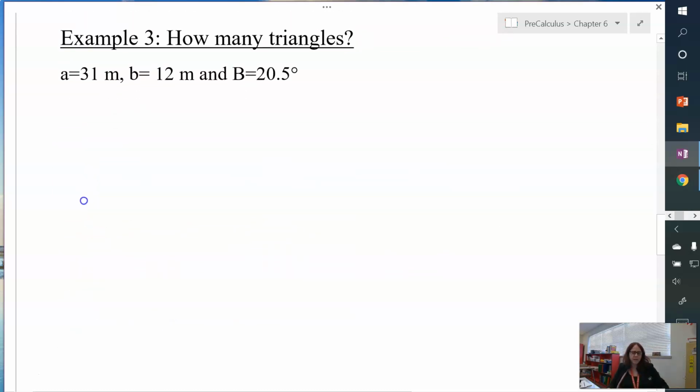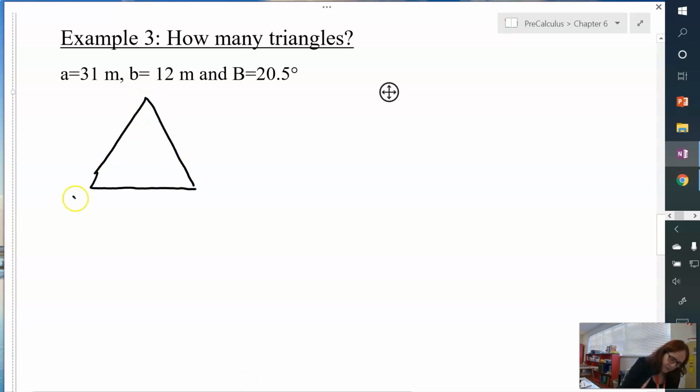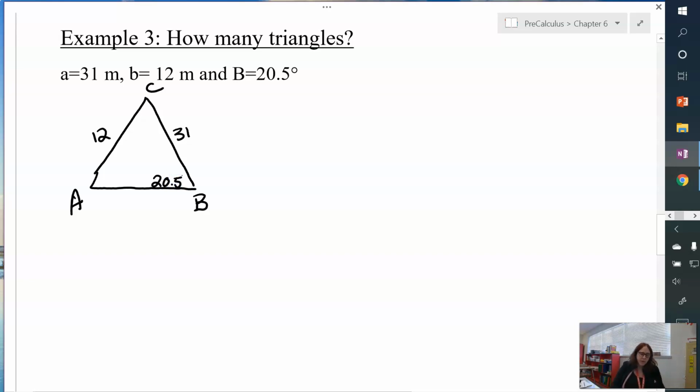Now example 3. This time we have this many triangles. Start the same way as I always do. This is angle A, angle B, angle C. Little a is 31, little b is 12, and angle B is 20.5. So my complete pair is right here. And what I'm looking for is angle A. It's the one opposite the 31 that's given.